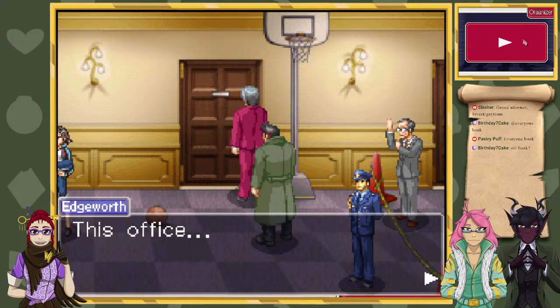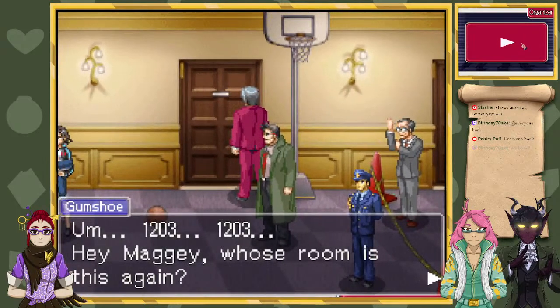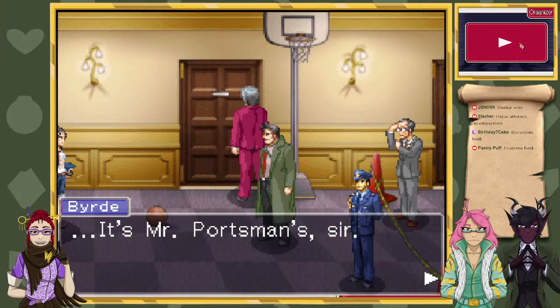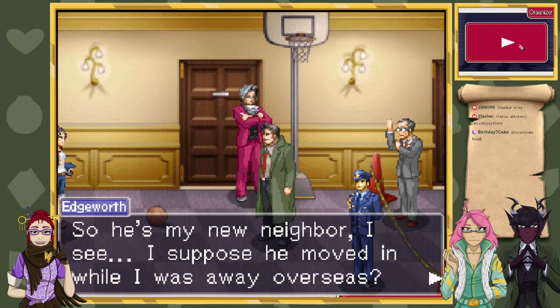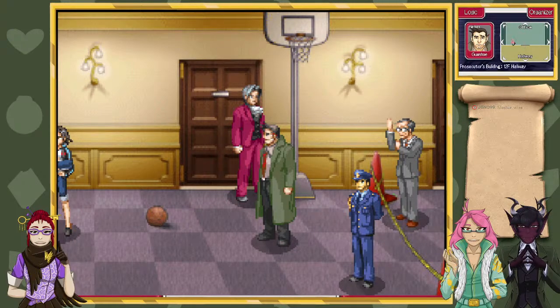This office. 1203? Hey, Maggie, whose room is this again? It's Mr. Portsman's. Portsman's? Yeah, Portsman's. For some reason, it's horrible. Hard to say. I hate it. I want to say Portman, but then I gotta put the S in the middle. It's stupid. It's for sportsman, right, but it could still be fun with Mr. Sportman, you know. But that S would be terrible. Really on the nose. So he's my new neighbor. I see. I suppose he moved in while I was away overseas. Sadly, yes, sir. Can't go in.